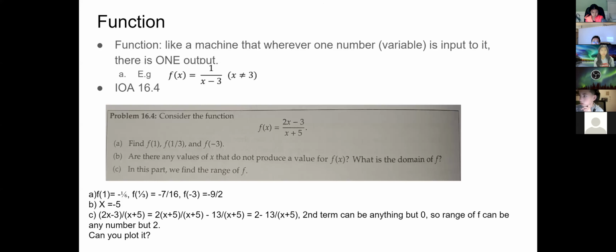Okay. Yeah, so for B, that's obvious, right? There is one value where it's not defined, which is when the denominator equals 0. So x will be -5. We call this a singular point in math, a singularity. So the domain of F would be everything except for -5, okay?